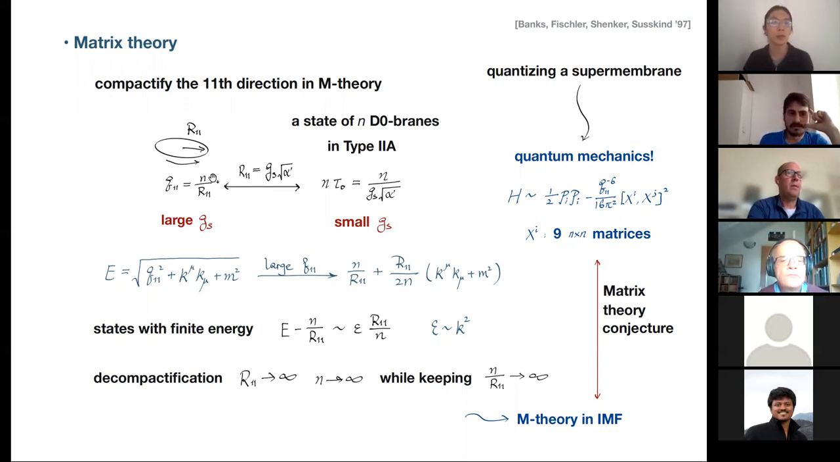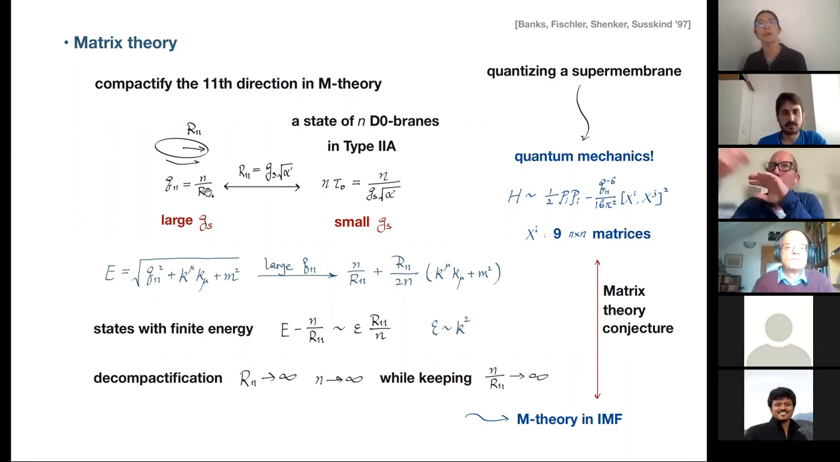And you might ask the question, what are these Kaluza-Klein states corresponding to on the string theory side? Along this circle in M theory, we have states with a quantized momentum that we call Q11 equals N over R11, where N is an integer. On the string theory side, these states correspond to some bound state of D0 branes.